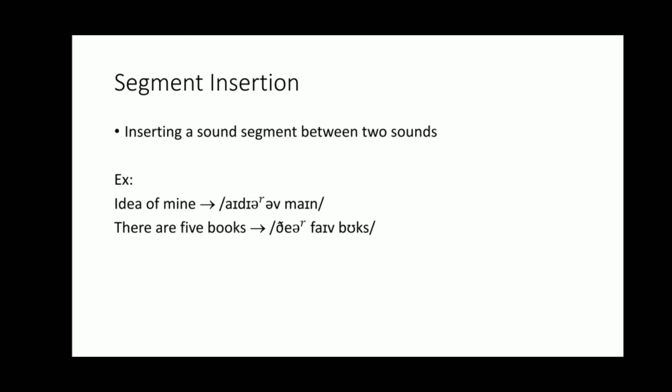Next is segment insertion. Segment insertion is a process of inserting a sound segment between two sounds. The purpose is to make speech smooth and easier. For example, when we read this clause, idea of mine, it will be easier for us to read it if we add r between idea and of. So it will become idea-r of mine instead of idea of mine. Another example, if we read there are 5 books, we can add r between there and are, so it will be there-r are 5 books.